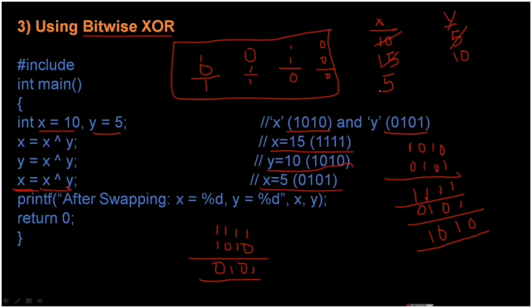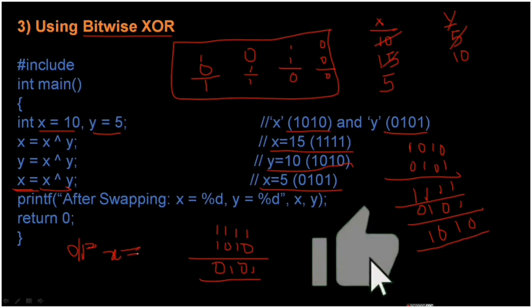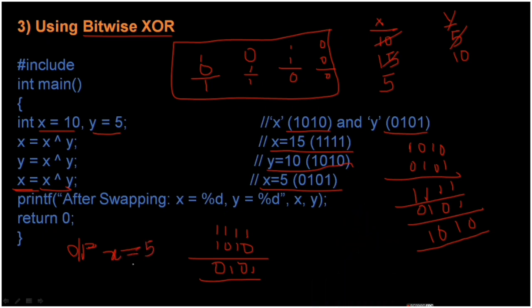So is it swapped? Yes. Initially y contains 5 and x contains 10. Now x contains 5 and y contains 10. So our output for this question is x is equal to 5 and y is equal to 10.